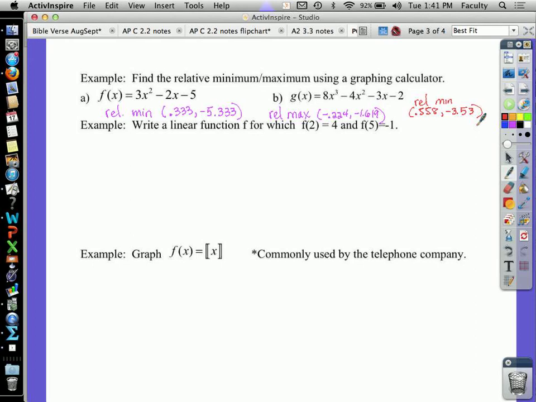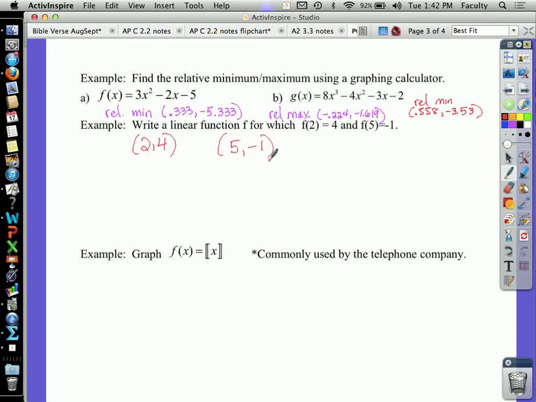Okay, next example. Write a linear function f for which f of 2 equals 4 and f of 5 equals -1. So, can somebody state for us, what does f of 2 equal 4? Just this first piece. f of 2 equals 4. Tyler? It's like a point. It's like 2, comma, 4. Exactly. f of 2 equals 4, we need to recognize is just a point.